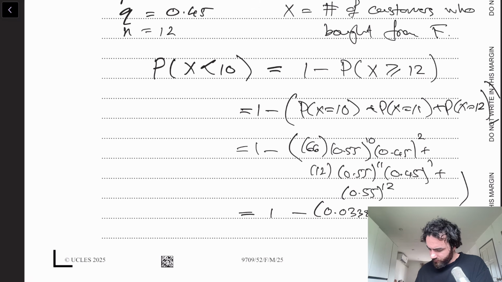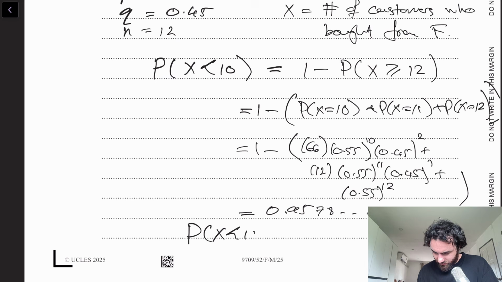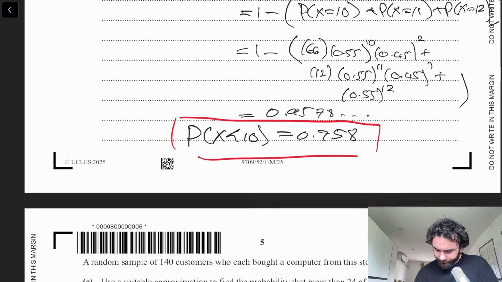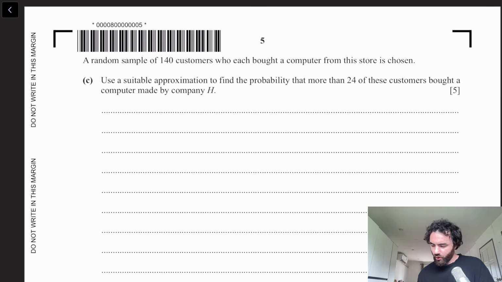0.033385. 1 minus answer. Okay, this is what I got. If you put all that stuff in, you should get 0.9578. The probability that x is less than 10 will be 0.958. I guess we can round it. Okay. Let's keep going.